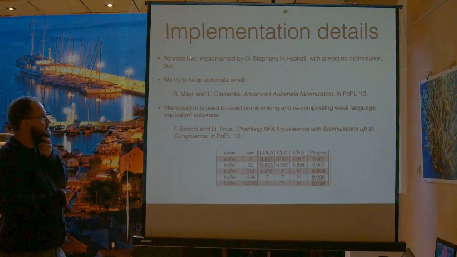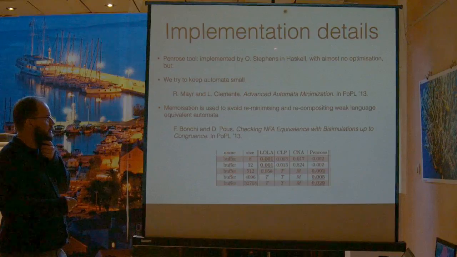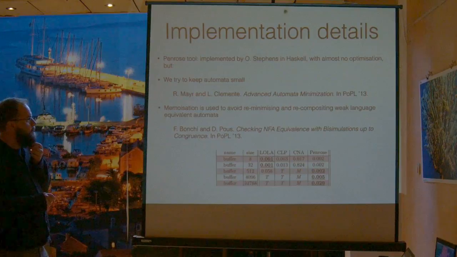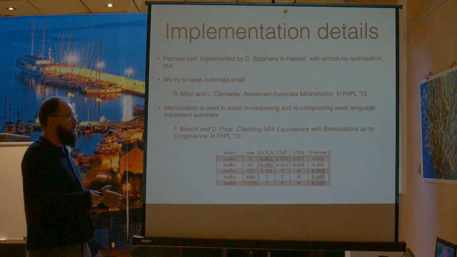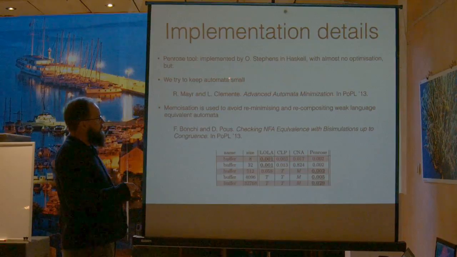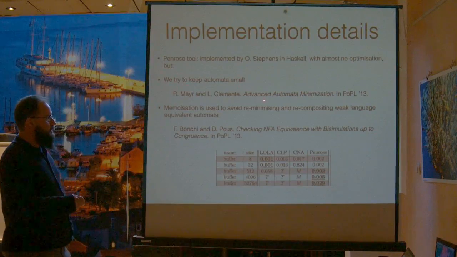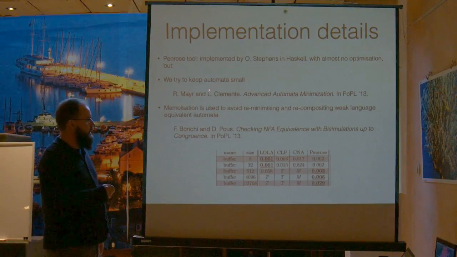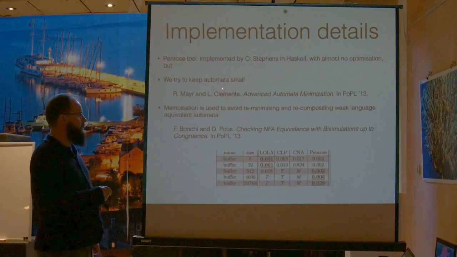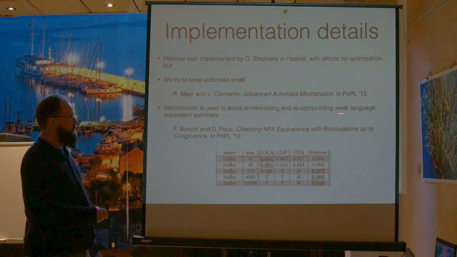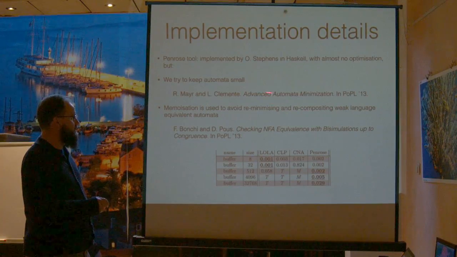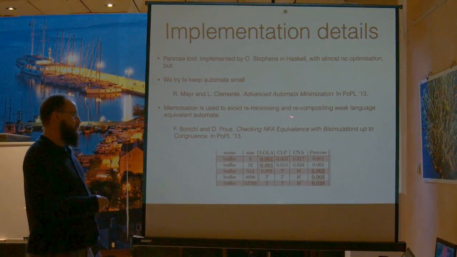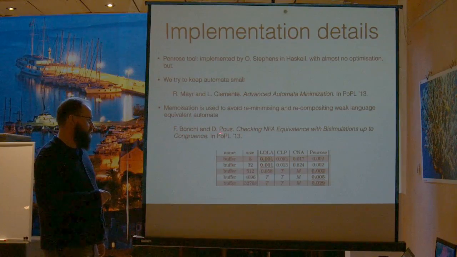Okay, so we've got an implementation of this, mostly written by Owen. It's a little Haskell implementation. The tool is called Penrose. There's almost no optimization. We try to keep automata small, and then we use some tricks developed by Richard Mayr and Lorenzo Clemente, who is now in Warsaw. They had a really nice paper at POPL 2013. We have some memoization, and for the NFA equivalence we use some work of Filippo Bonchi and Damien Pous.